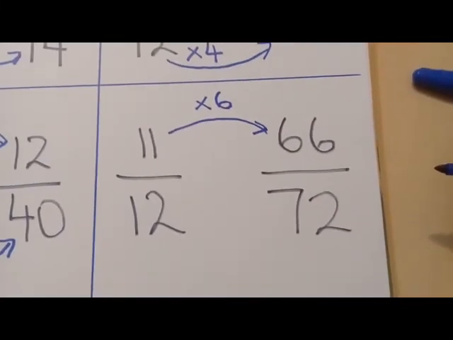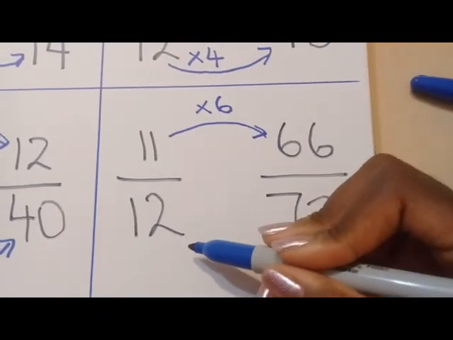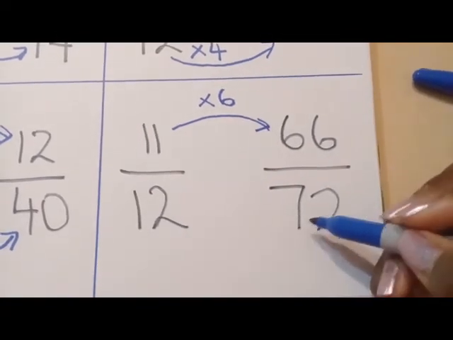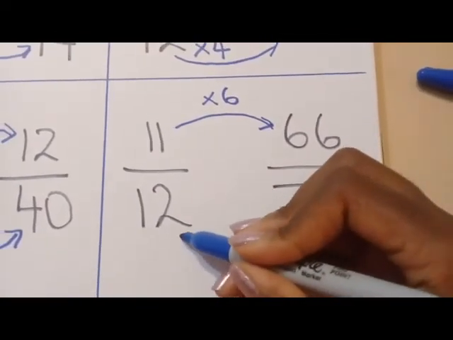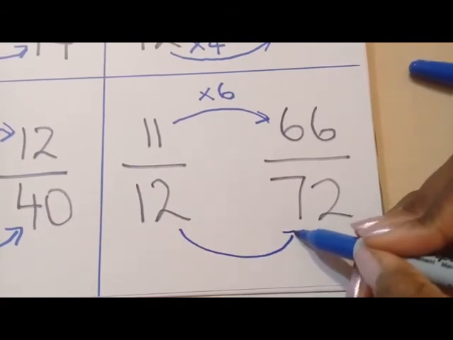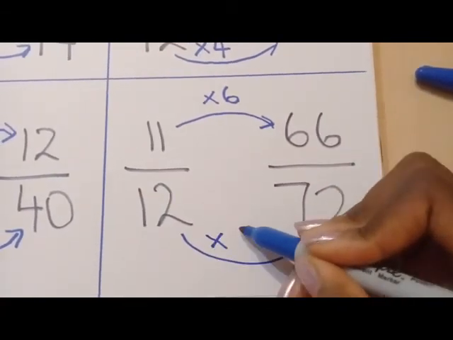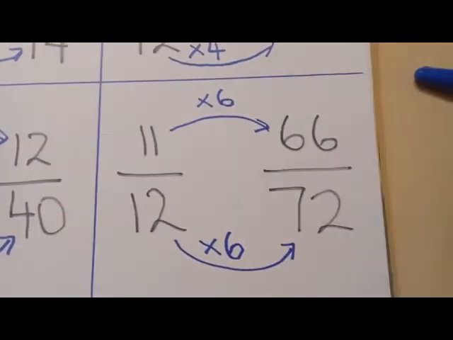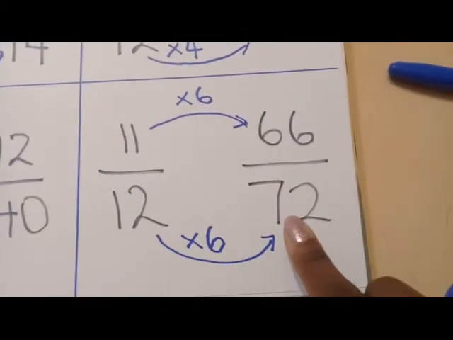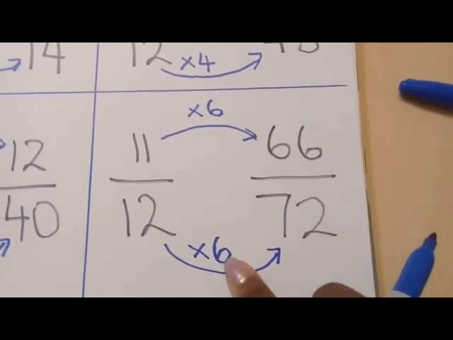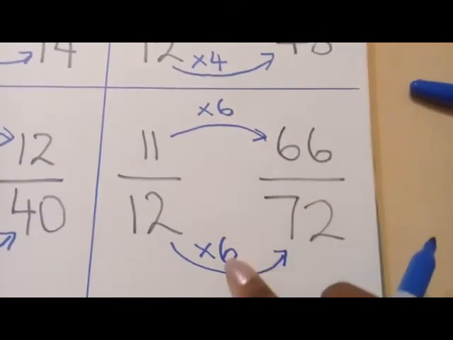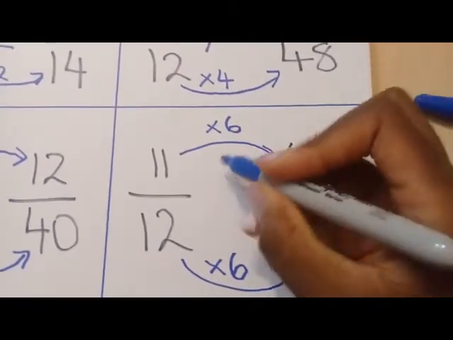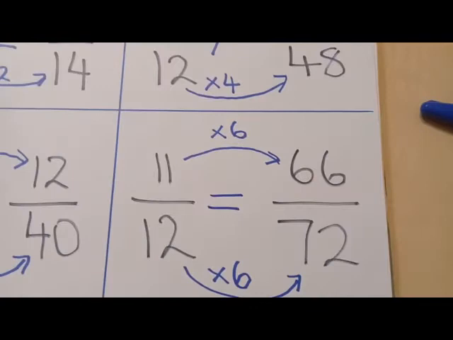If these two fractions are going to be equivalent, that means I should be able to multiply 12 by 6 and get to my denominator over here. Is that true? 12 times 6 is in fact 72. Oh my goodness. 12 times 6 is 72. So that means since I did the same thing to the numerator and the denominator, these two fractions are equal.